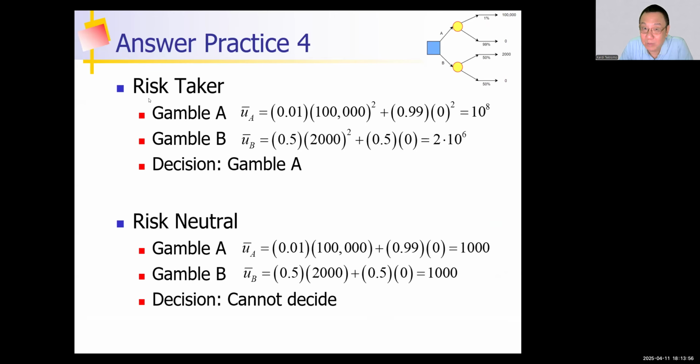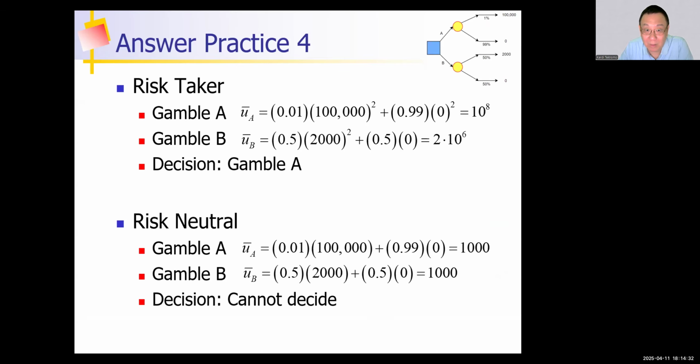Remember, when you are using risk taker, you square it. So the same thing with Campbell B. If you are risk taker, in this case, you compare the two. This is bigger. So in this case, if you are risk taker, you will choose Campbell A. If you are risk neutral, this is basically EV. So in this case, you cannot decide. This is exactly the same as expected value, right?